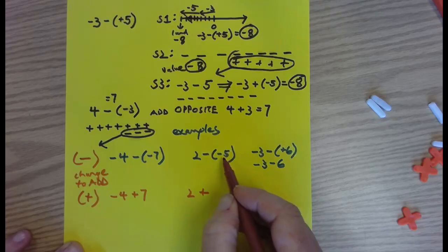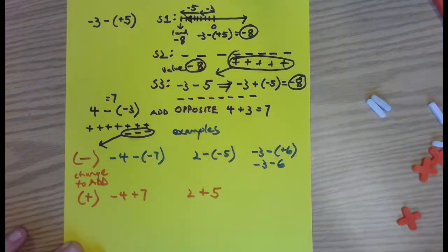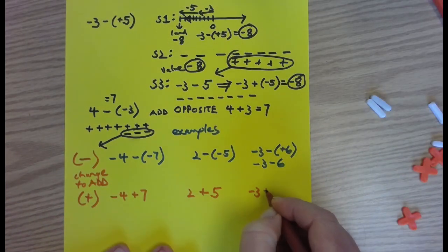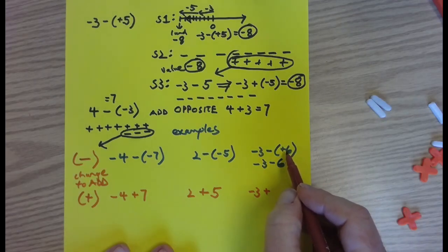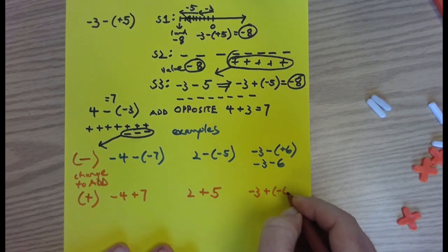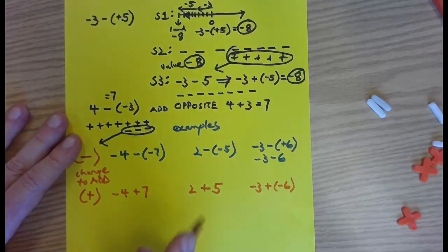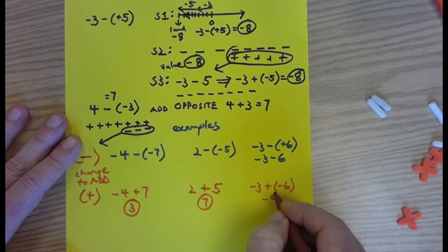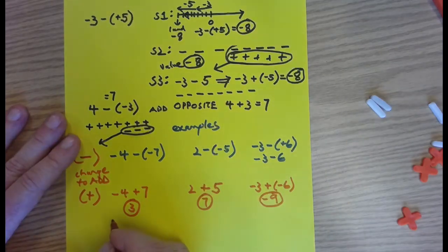The opposite of negative 5 is, yay, positive 5. We're going to change this to addition. And the opposite of positive 6 is negative 6. Seem a little easier? Hopefully. So this one is 3, this one is 7, and this one is negative 9. When we add things, I think it's easier to see what we've got.